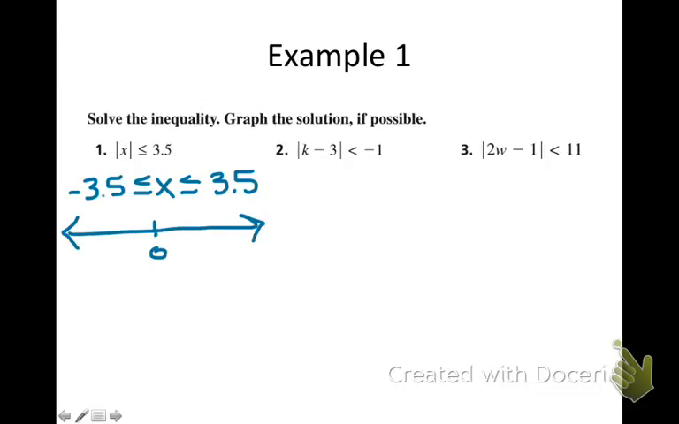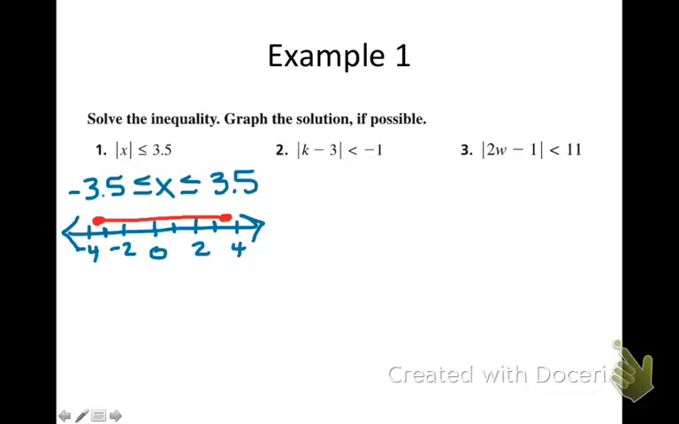So when you have a less than or equal to, you want to have a closed circle, and I'll try to do as best I can. If you want to label it on your graph as negative 3.5 and 3.5, all the better. But if you can make it look like it's halfway between the -3 and the -4, then that'll be good enough. So this is an "and" inequality, and it shows the numbers that are between.